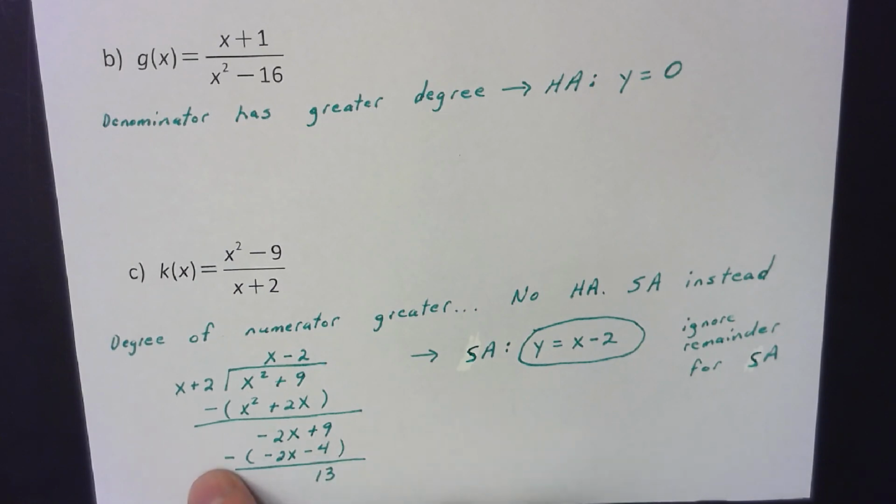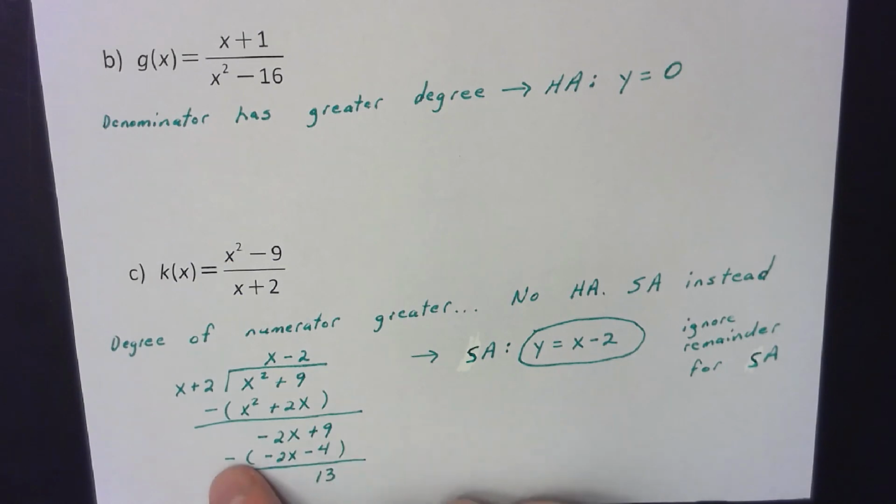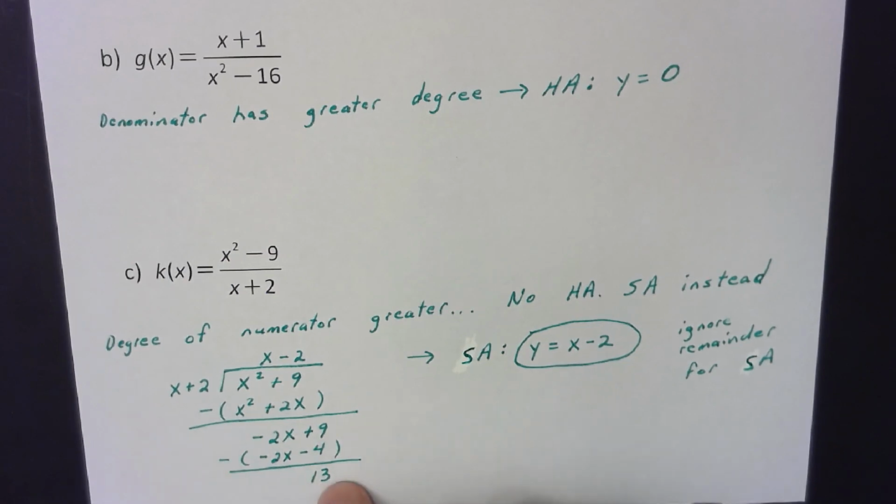The 2x's cancel. But I would have 9 minus a negative 4 is 13. That 13 is really irrelevant. That's your remainder. X will no longer divide into that.